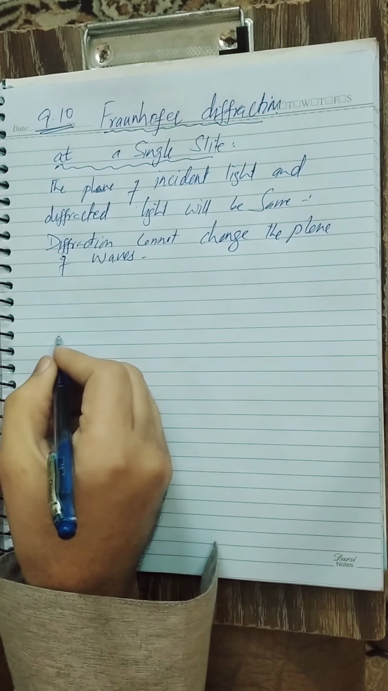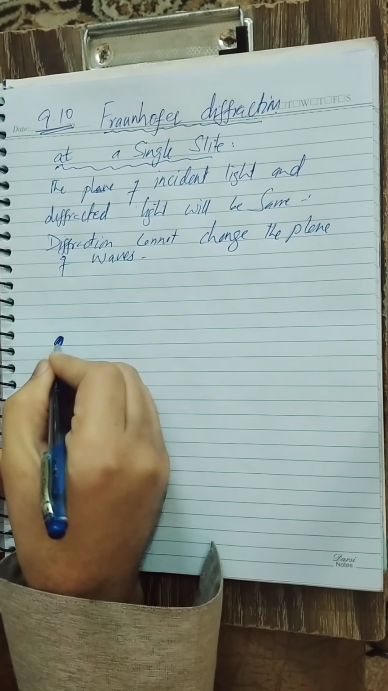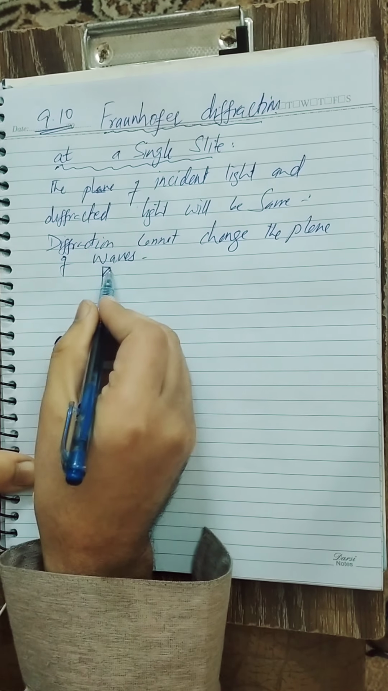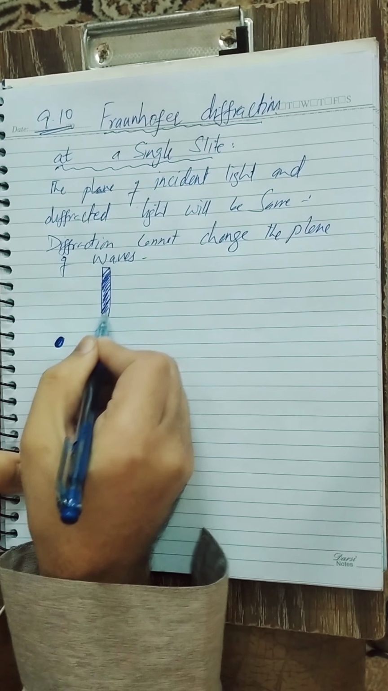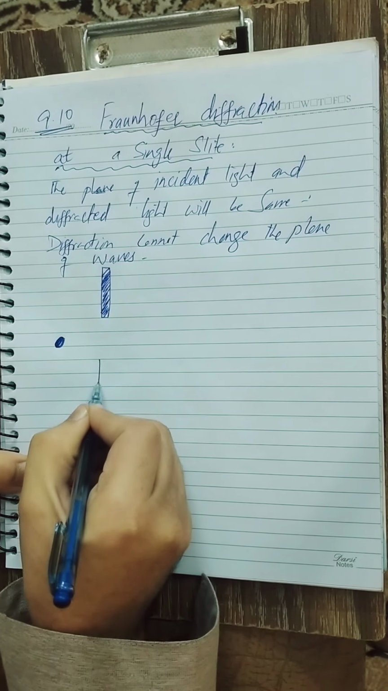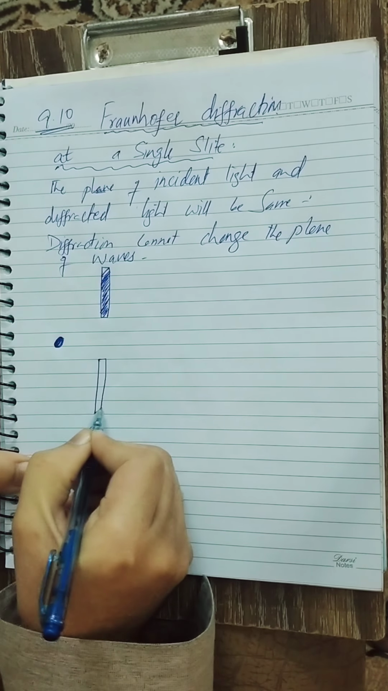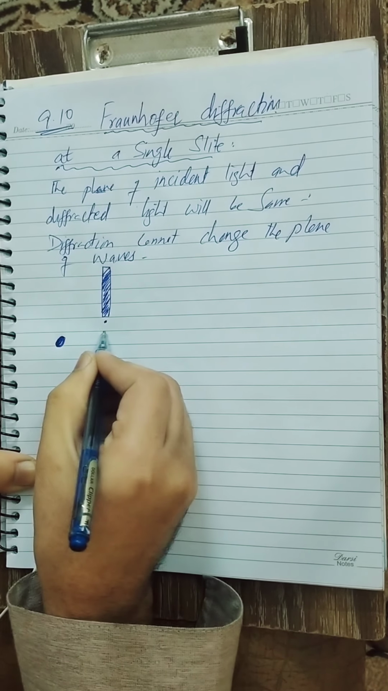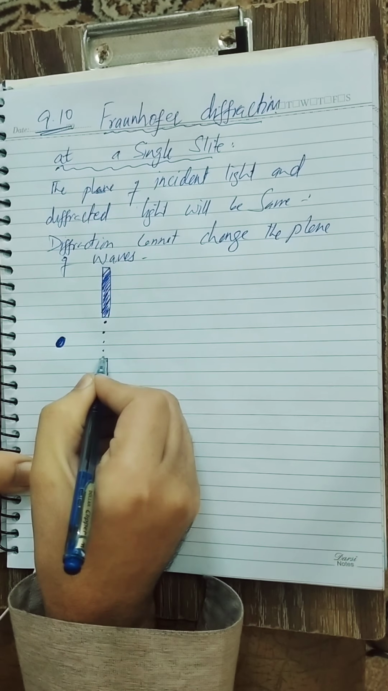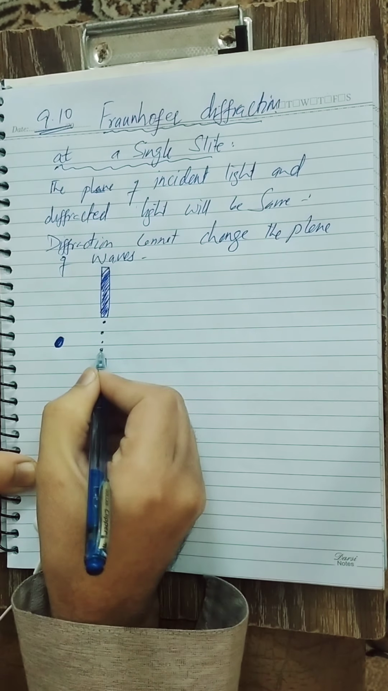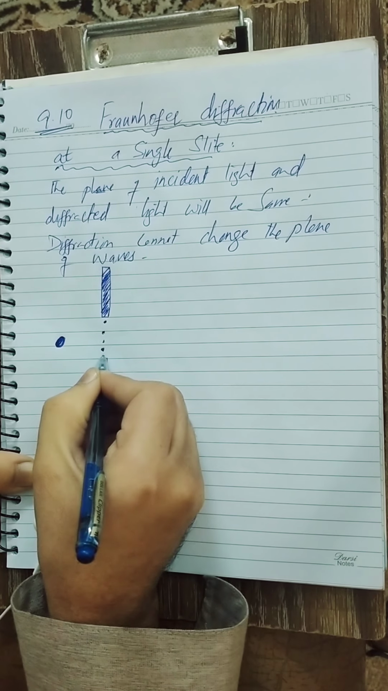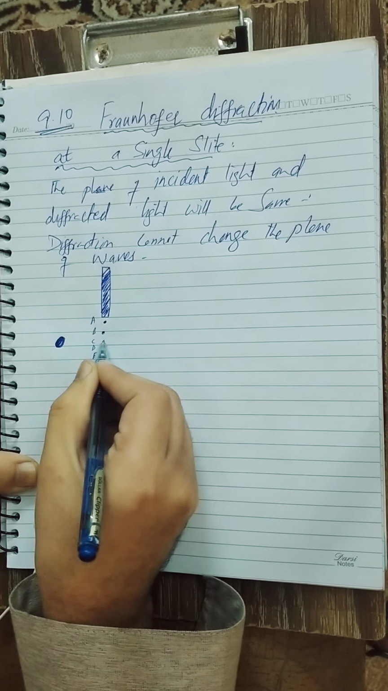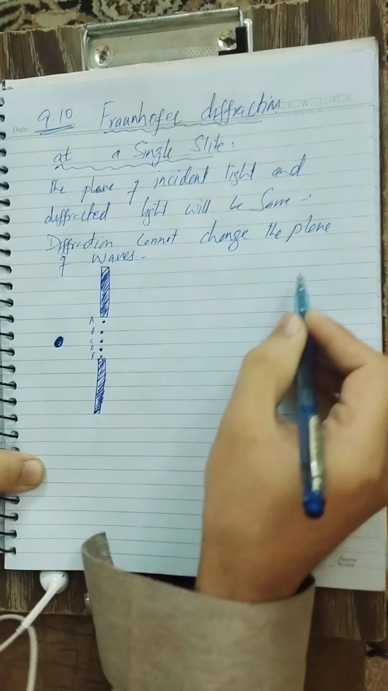Look at the construction. This is the primary source which produces light, and this is a slit, and this is another slit. Here there are secondary sources A, B, C, D and E. There are 5 secondary sources produced. This is the screen.